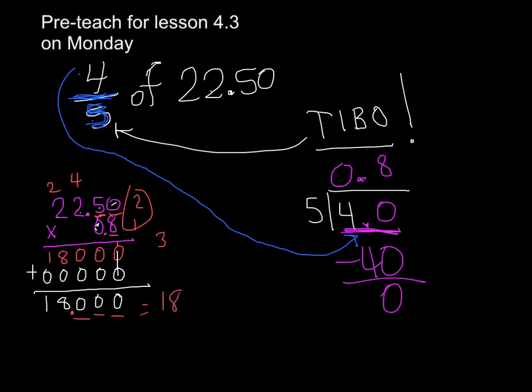You can drop all those zeros if you want. Remember, that's what we got on the other one. You were going to pay $18 of that bill. So you can either change your fraction to a decimal before multiplying, or you can change your decimal to a fraction before multiplying. Okay, the end.